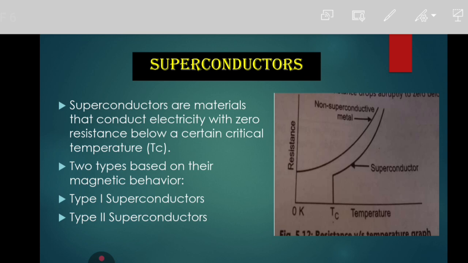The materials under the superconductivity state are called superconductors. The temperature at which a normal material transforms into a superconductor is called the transition or critical temperature Tc. The minimum field required to destroy the superconducting state is called the critical magnetic field.